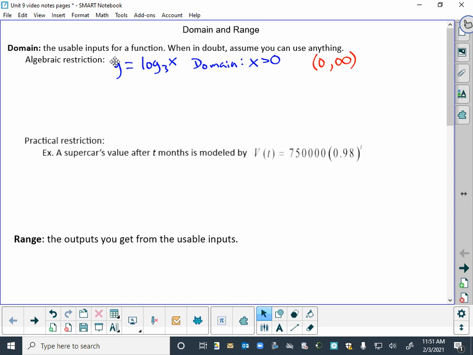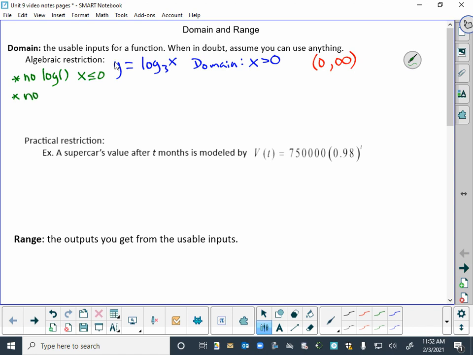There's some other parent functions that we haven't studied yet, but basically the algebraic restrictions that you would be familiar with at this point would be these. If we have a logarithm, what we're not allowed to do is take a log of a number that is less than or equal to 0. So we're not allowed to do that. I'll kind of present these in the negative.